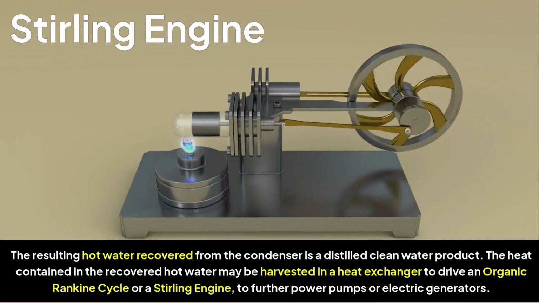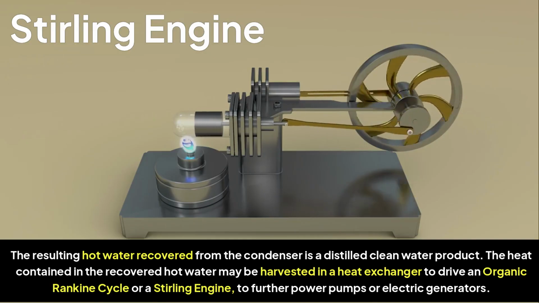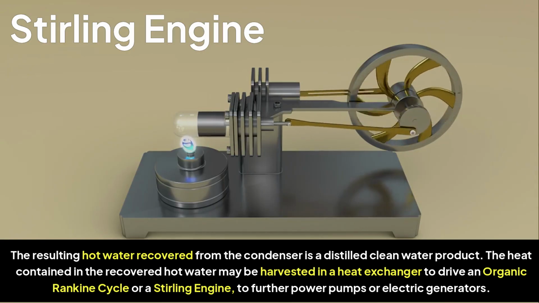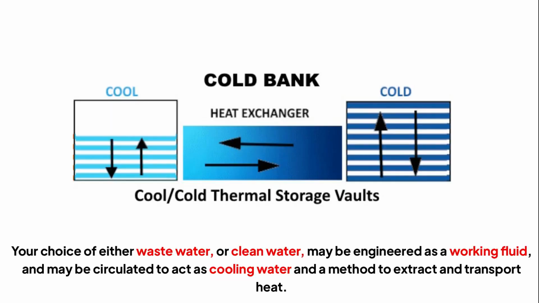The resulting hot water recovered from the condenser is a distilled clean water product. The heat contained in the recovered hot water may be harvested in a heat exchanger to drive an organic Rankine cycle or a Stirling engine, to further power pumps or electric generators. Your choice of either wastewater or clean water may be engineered as a working fluid, and may be circulated to act as cooling water and a method to extract and transport heat.